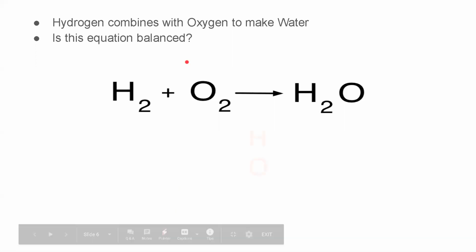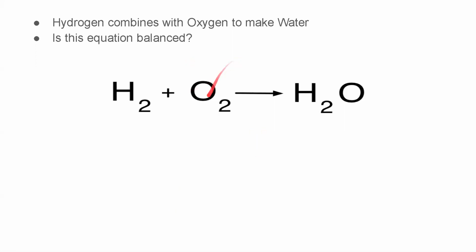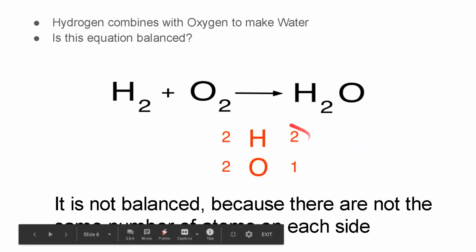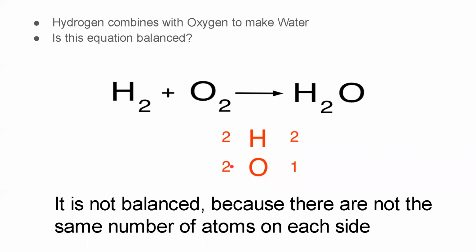So, no, it is not balanced because you can see that there are 2 hydrogens on this side, 2 oxygens on this side. That's good. There are 2 hydrogens on this side. That's good. But there's only 1 oxygen here. So if you count them, there are 2 hydrogens and 2 oxygens on this side. On the right side, there are 2 hydrogens and only 1 oxygen. So it's not balanced because there are not the same number of atoms on each side. Hydrogen is fine because it's 2 and 2, but oxygen is 2 and 1, so you need another oxygen here.